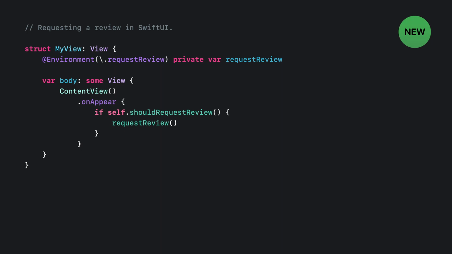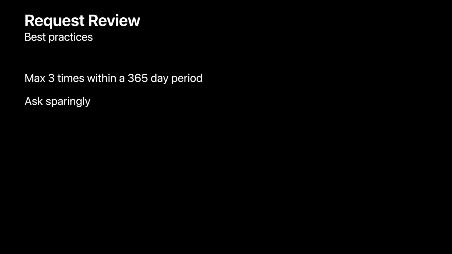In SwiftUI, there's now an environment value called requestReview. You can use this value to get an instance of the request review action. And when you're ready to request a rating, simply call the instance as a function to request to display the review prompt. You can decide the right time to request a review for your app. However, you should be aware that the prompt will only be displayed to customers a maximum of 3 times within a 365-day period. And you shouldn't ask customers to review the same version of your app multiple times.